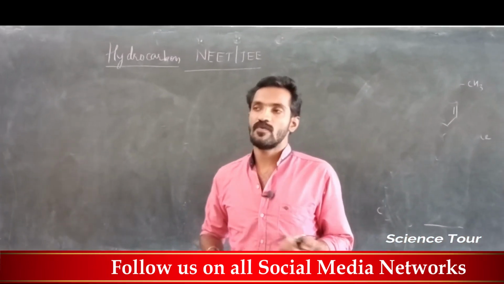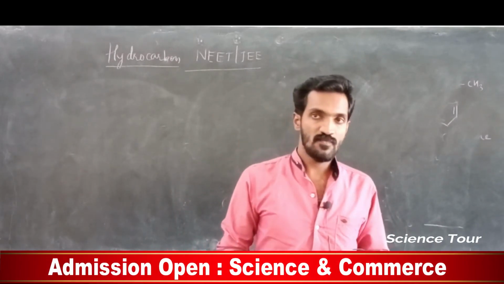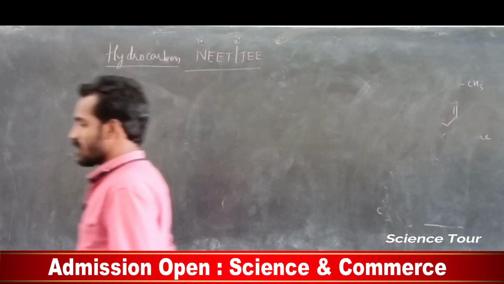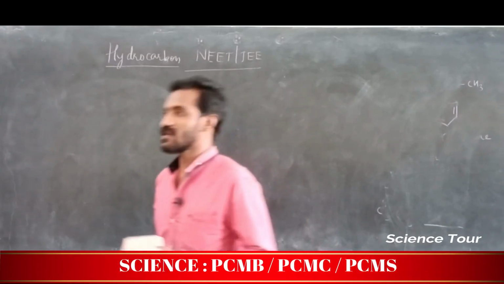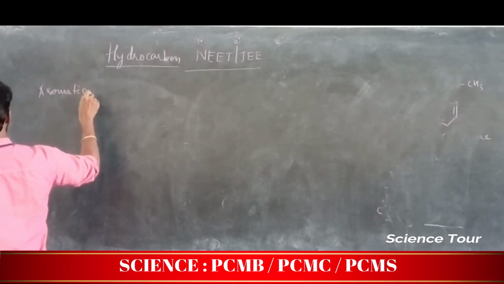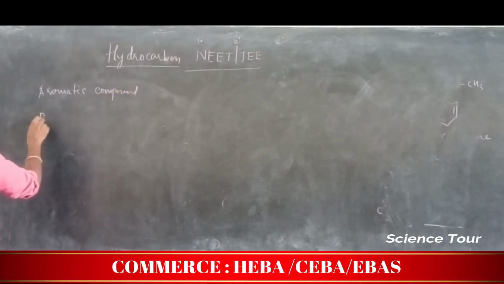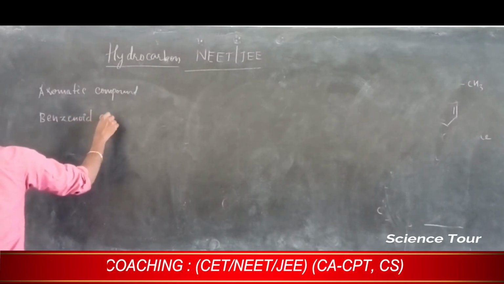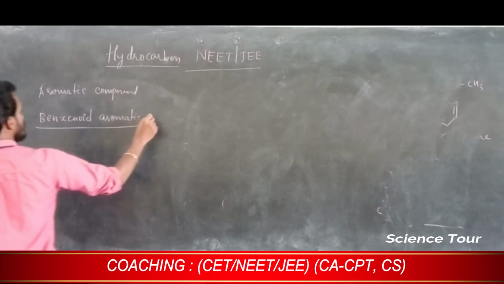Today we are going to discuss hydrocarbons. In hydrocarbons, we discussed alkenes in the last class. Now we are going to discuss aromatic compounds. What is aromatic? Aroma means a pleasant smell. Aromatic compounds are divided into 2 types, my dear students. First is benzenoid compounds, benzenoid aromatic compounds.